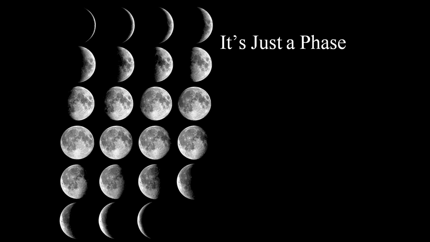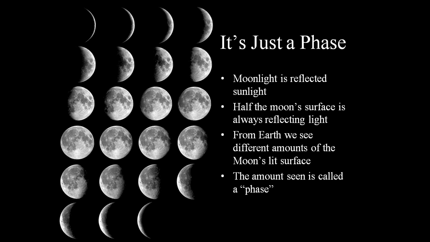Now, as we talk about the moon, I want to introduce you to the moon phases. Moonlight is reflected sunlight. Half the moon's surface is always reflecting light. From Earth, we see different amounts of the moon's lit surface. The amount seen is called a phase.